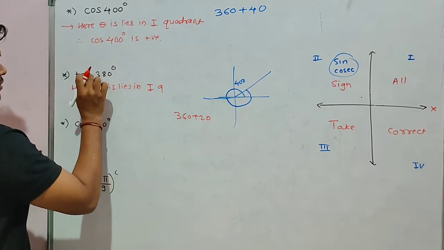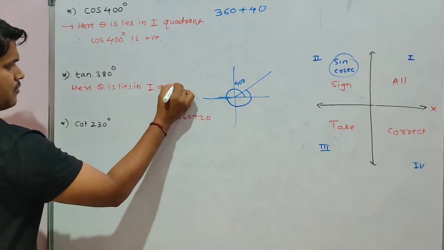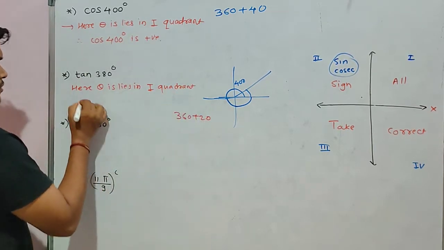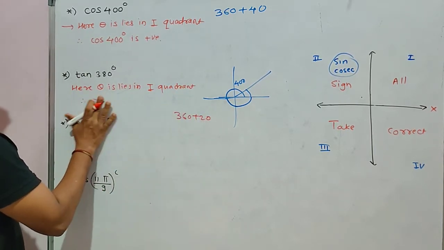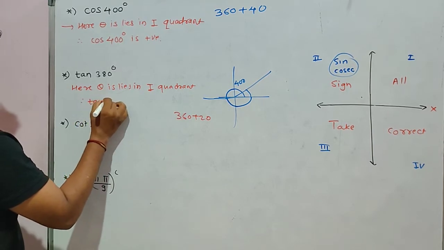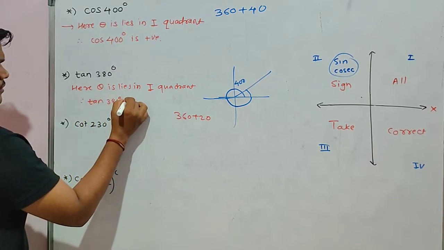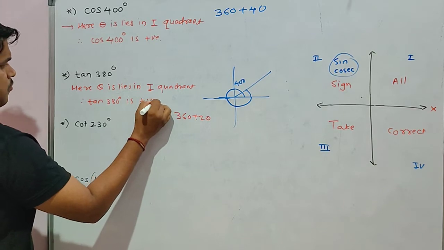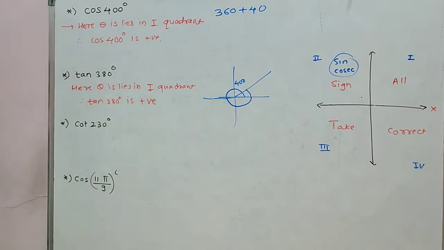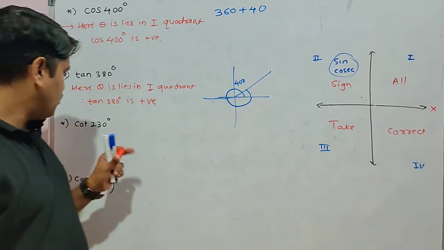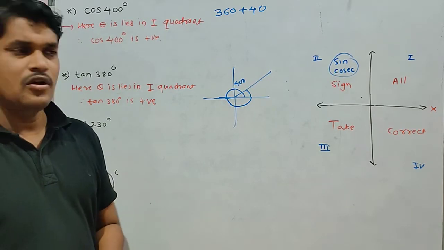380 म्हणजेच काय? First quadrant. Therefore, tan 380 is positive. Understood? Then cot 230.